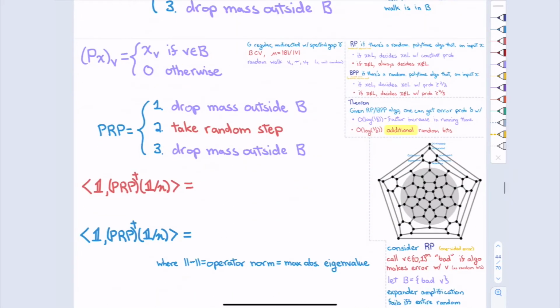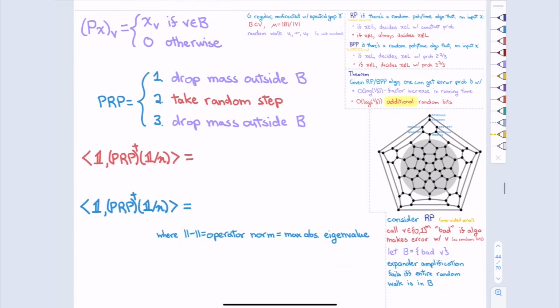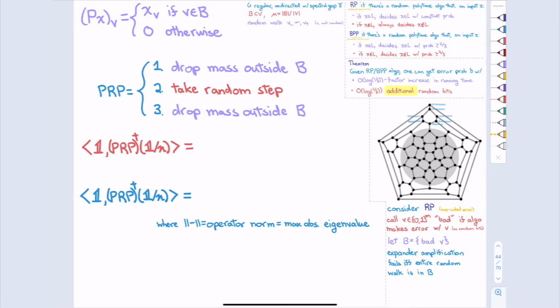All right, so let's focus on the first blank. How would you interpret this expression? PRP to the T times 1 over n, where 1 over n is the uniform distribution over all the vertices. So I'm starting with a uniform distribution over all the vertices, and then I'm applying PRP T times. And then at the end, I'm summing everything up when I apply that last all ones. Okay. So I start uniform over the graph. I do PRP, PRP, PRP, PRP, and I'm left with some distribution over the vertices, and I just add them all up.